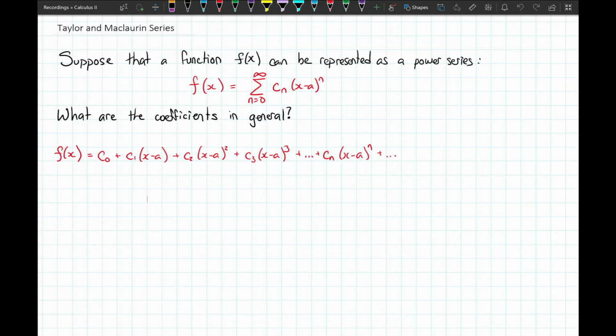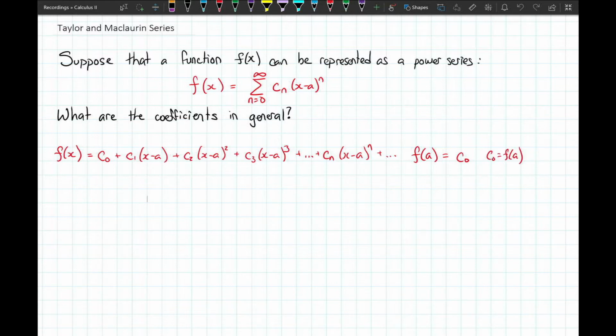you can see that if we plug in x equals a and we substitute a in for all of these values of x, most of these terms are going to end up as 0. We'll just have f of a on the left-hand side equal to c0 on the right-hand side. And that already gives us our first coefficient. c0 is simply equal to the value of f evaluated at x equals a.